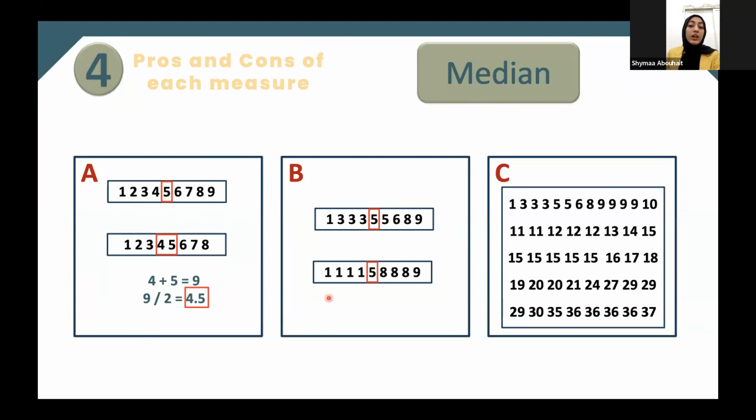So this concludes 2 cons of a median in the case of even distributions. Number 1, the median does not exist in the set of data. Number 2, the median is ambiguous.